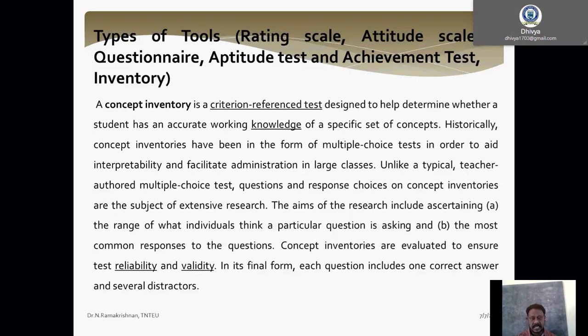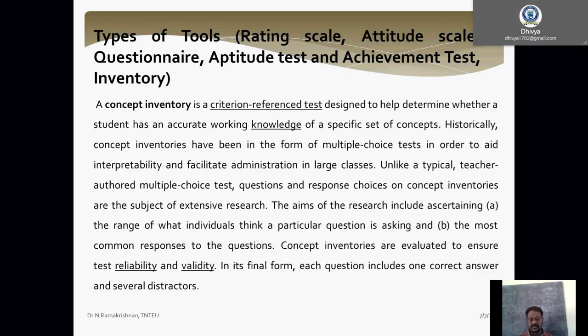It is a criterion reference test designed to help determine whether a student has an accurate working knowledge of a specific set of concepts. Historically, concept inventories have been in the form of multiple choice tests in order to aid interpretability and facilitate administration in large classes. Unlike a typical teacher-authored multiple choice type test, questions and response choices on concept inventories are the subject of extensive research. The aims of the research include ascertaining A, the range of what individuals think a particular question is asking, and B, the most common responses to the questions.